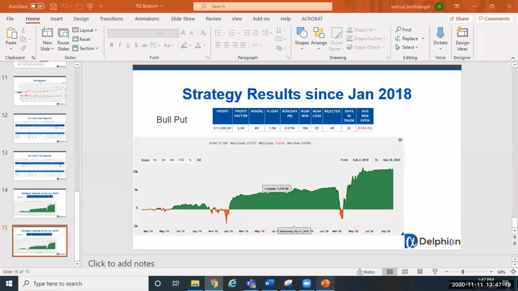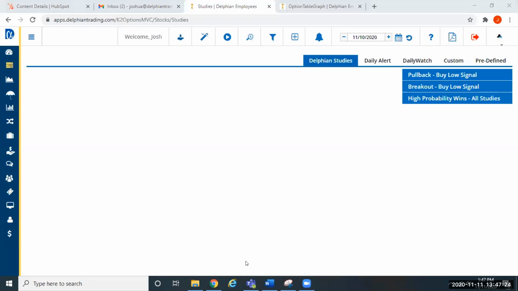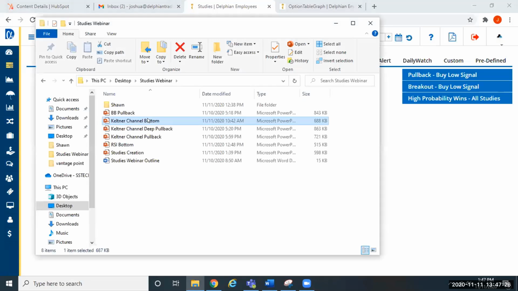Okay. Any other ones, Sean? No, that's all I've seen. Okay, thanks. So the next one, I'm going from bottom up. So we're doing bottoms, and we'll do deep pullback and then pullback.